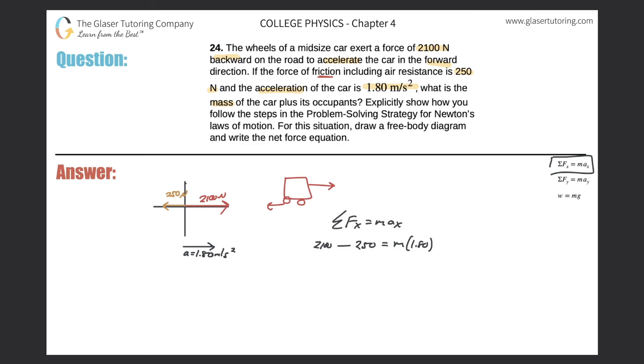Now this is fairly straightforward. To solve this, just divide out the 1.80. So the mass of the vehicle is going to be 2100 minus 250, divided by 1.8. It comes out to about 1,000. We'll do 1,030 for 3 significant figures. And that's in kilograms, because that's the unit for mass when you use F equals ma.